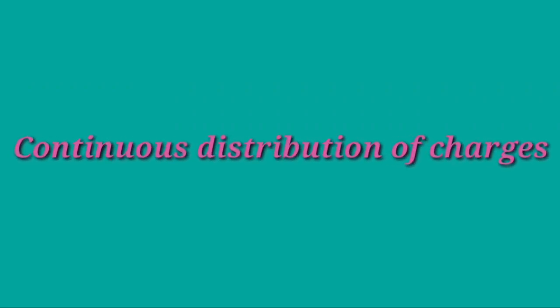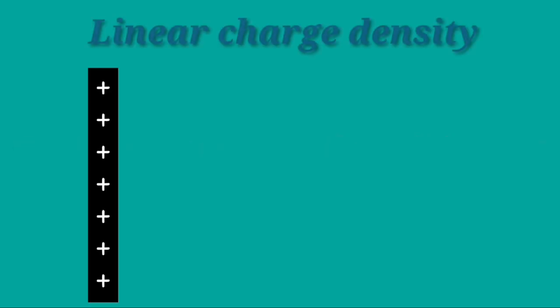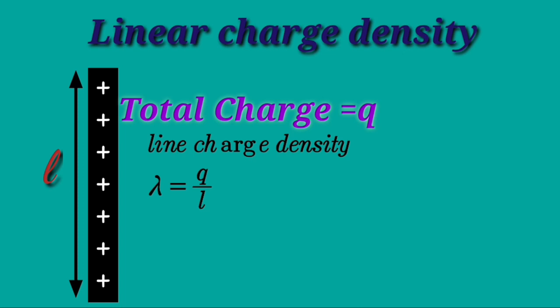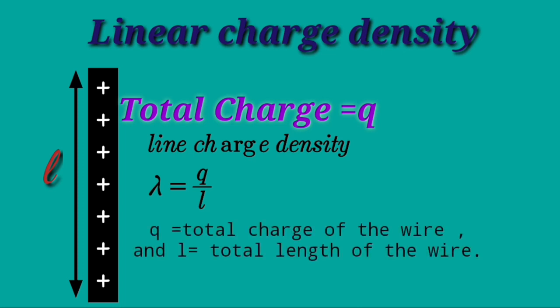Now we are going to discuss the continuous distribution of charges. At first, the line charge density. Suppose a charge Q is uniformly distributed over a wire of length L. Therefore, the amount of charge per unit length of the wire, which we call line charge density lambda, is equal to Q by L.